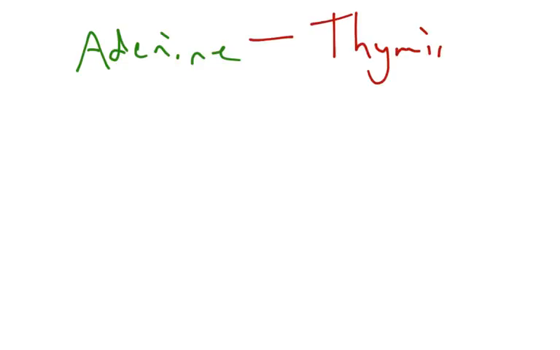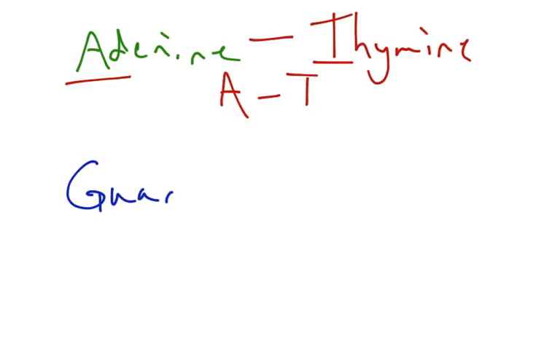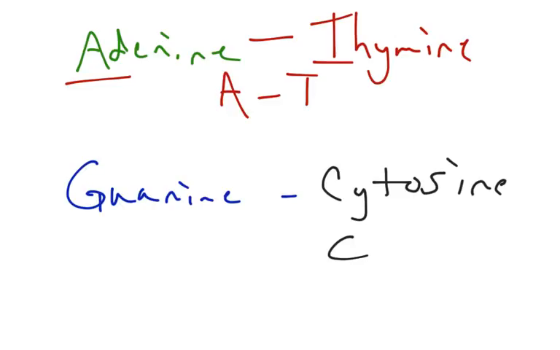Let me clear this page here. There's adenine. Adenine pairs with thymine. So A, you'll see a lot of times, pairs with T. And then there's guanine, and guanine pairs with cytosine. So C pairs with G. Okay, so you'll see that on the DNA strand.